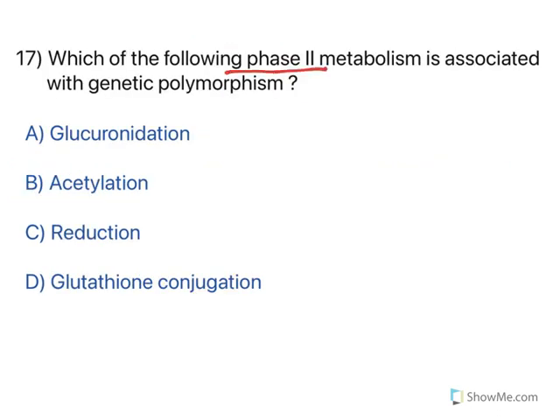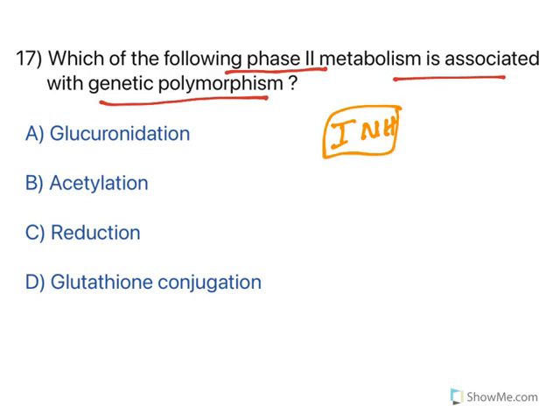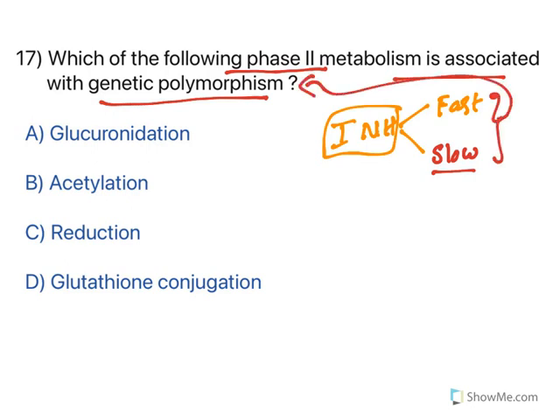Now, which of the following phase 2 metabolisms is associated with genetic polymorphism? This one we see especially with isonicotinic acid hydrazide, INH. Now, INH is metabolized in two ways. In certain people, it is metabolized rapidly. They are known as fast acetylators. In certain people, it is metabolized slowly. They are known as slow acetylators. This kind of difference is what is known as genetic polymorphism.